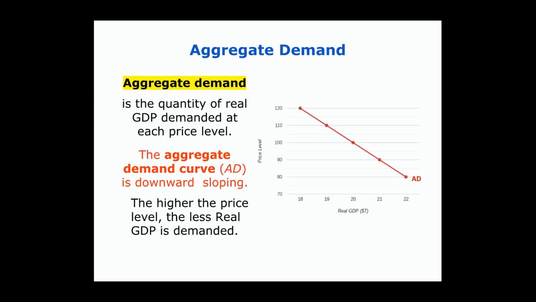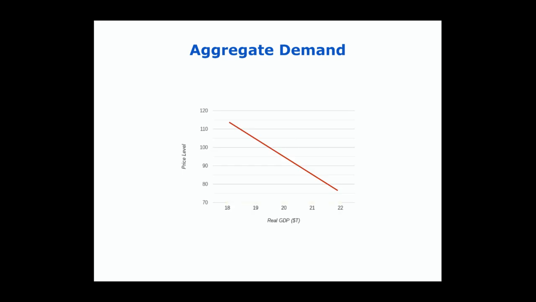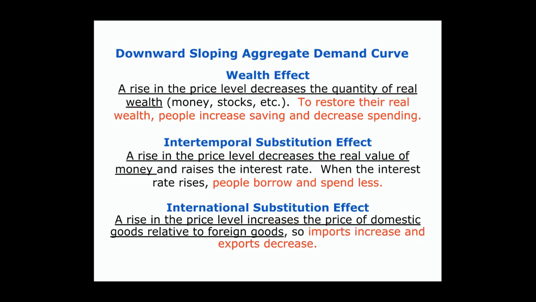Now, the aggregate demand curve is downward sloping, like all demand curves, meaning when the price level is higher, the aggregate demand is lower. And when the price level is lower, the aggregate demand is higher. And this is because of a number of reasons. One is the wealth effect. When the price level is higher, then the real wealth people have is less.